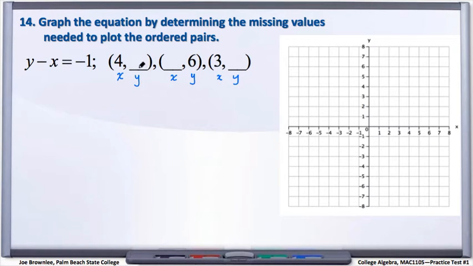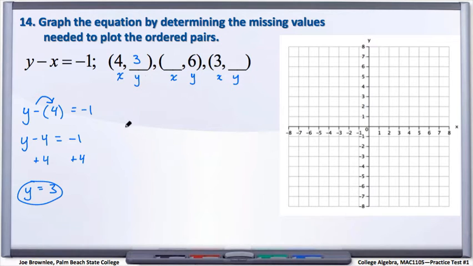So if we're trying to find the missing y from this ordered pair, and we've been given the x, let's take this value of x, plug it into the given equation so that we can solve for the missing y. So we have y minus x, well, what is x? Positive 4, equals -1. If we distribute that minus sign through, we end up with y minus 4 equals -1. To solve for y, we add 4 to both sides, and we end up with y equals positive 3.